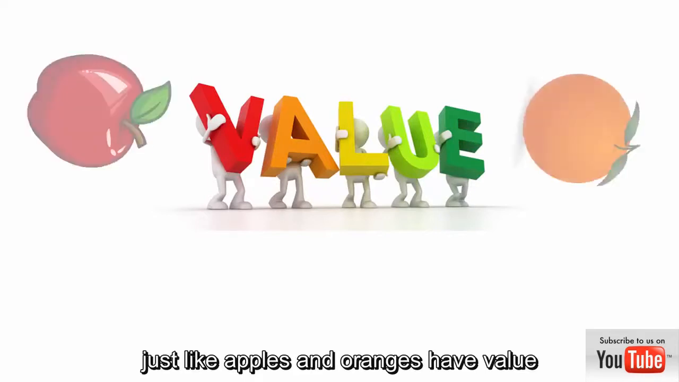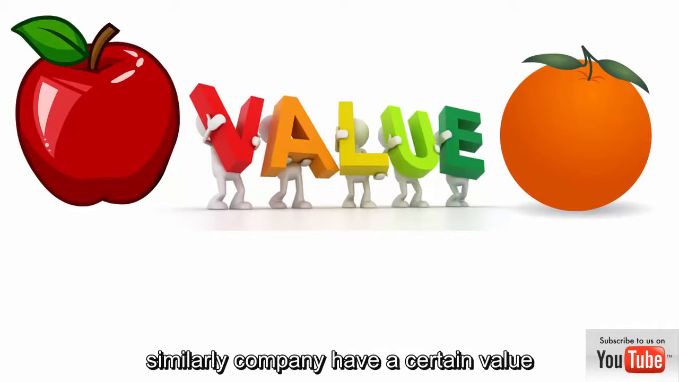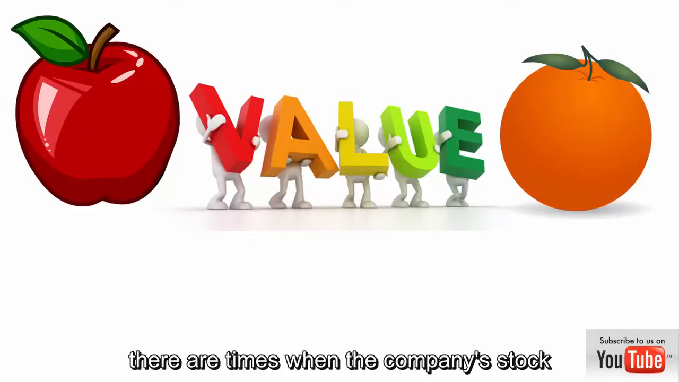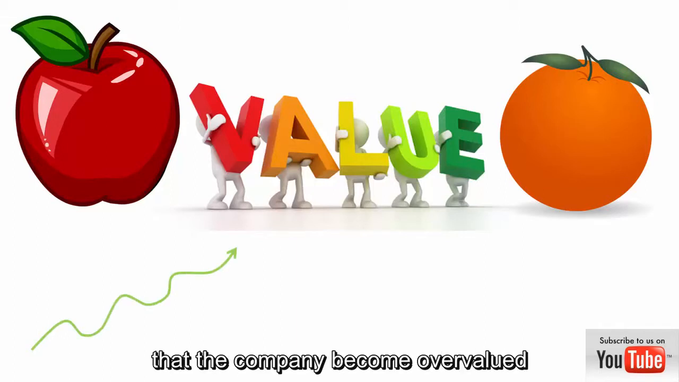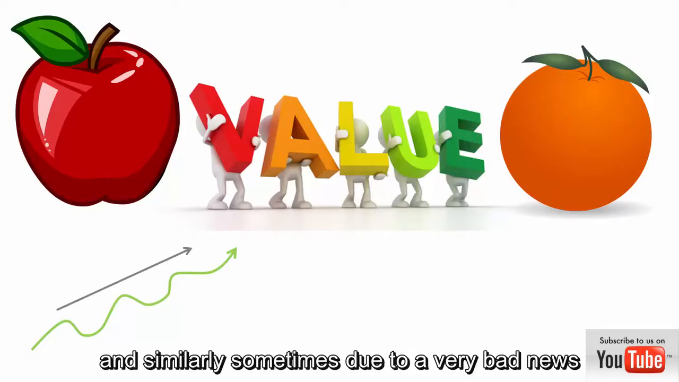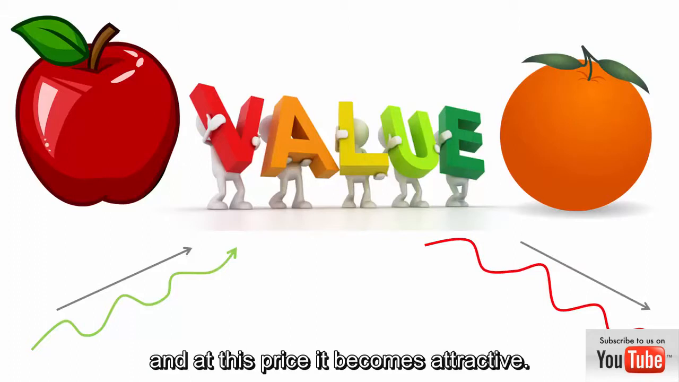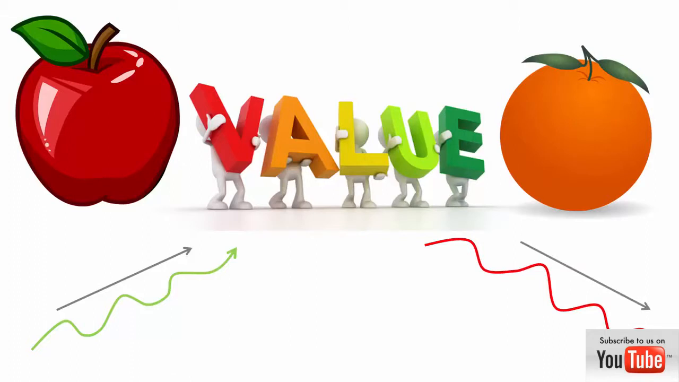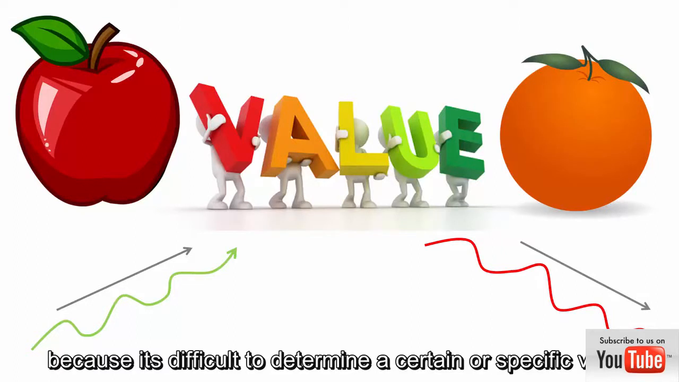So every company has a certain value. Just like apples and oranges have value, similarly a company has a certain value. So there are times when the company's stock price goes to such extremely high levels that the company becomes overvalued and looks expensive. And similarly, sometimes due to very bad news, companies become undervalued and at this price it becomes attractive. But the difficult thing is to define a value, because it's difficult to determine a certain or specific value for the company.